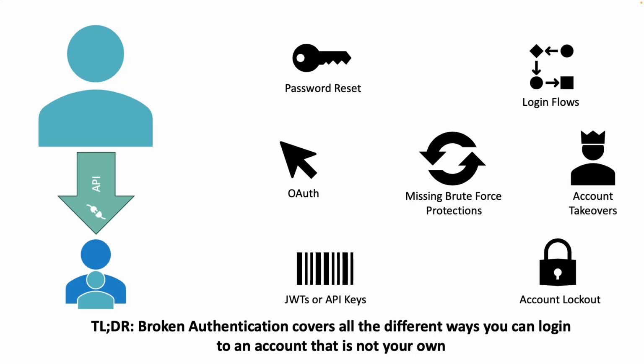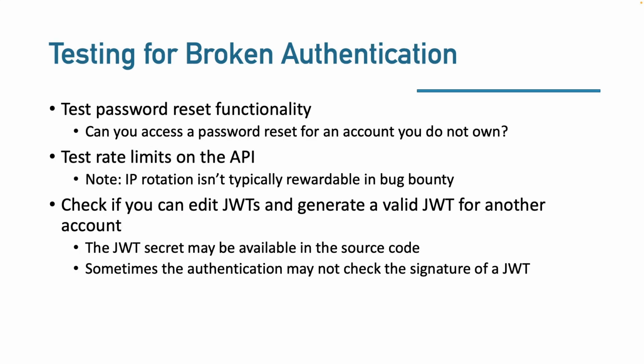So test for your typical account takeover types. Test password reset functionality, resetting a password for an account you don't own, generating a token for an arbitrary password reset. Test rate limits on the API. Note that IP rotation is typically not rewardable in a bug bounty situation, but if you're in a pen testing situation, you may want to try IP rotation to do an account lockout.